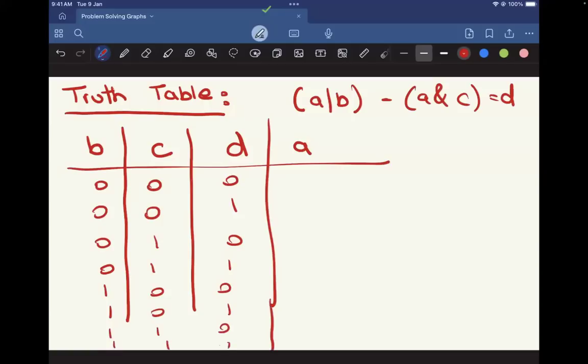Okay. Now, for 0, 0, 0, on the right hand side, we want 0. So, do you agree A should be 0 as well? Okay. Now, if B is 0, C is 0, and D, we want 1. Do you agree A should be 1?